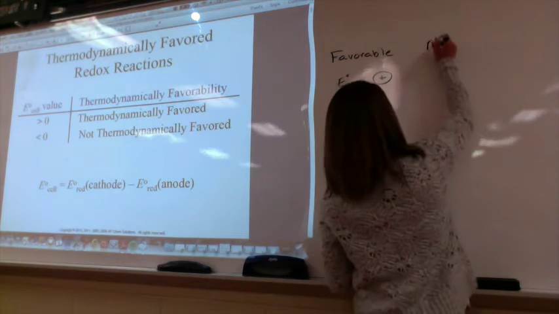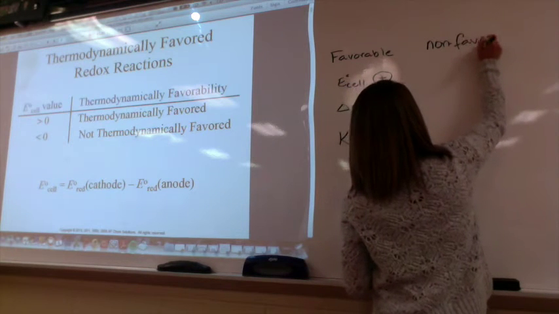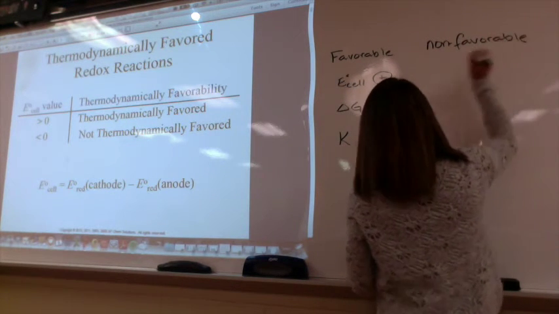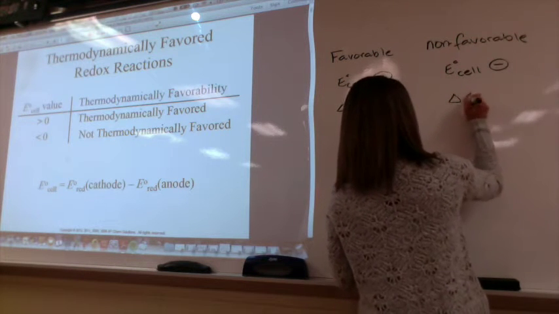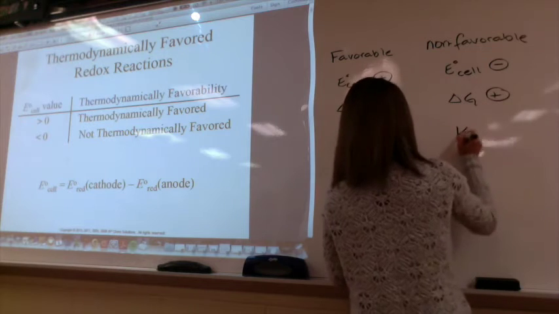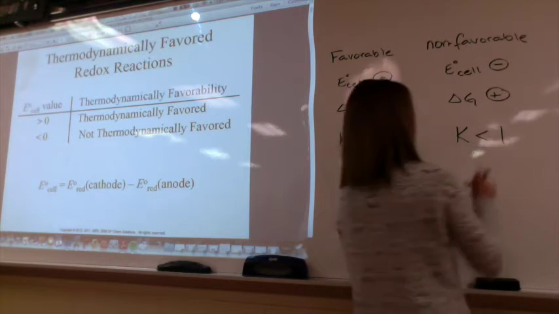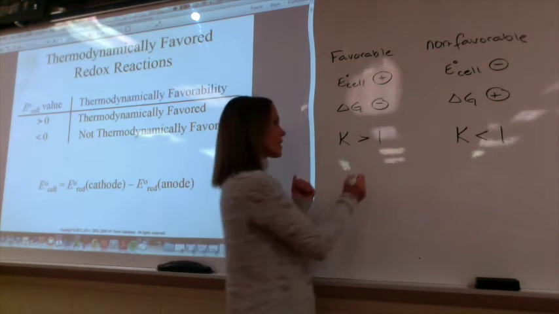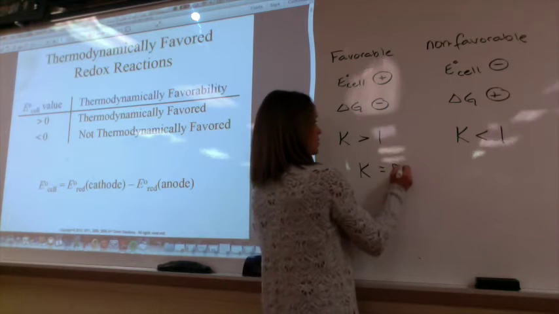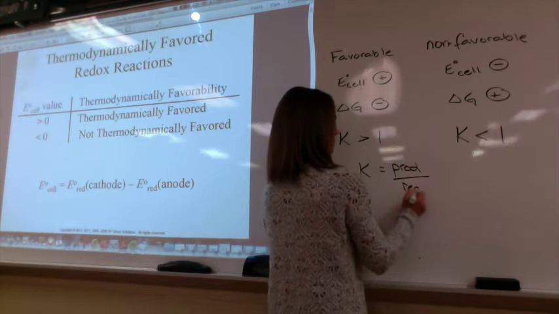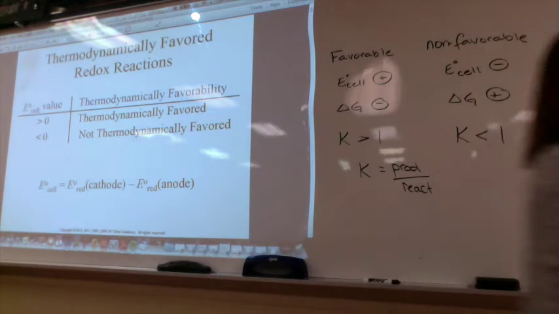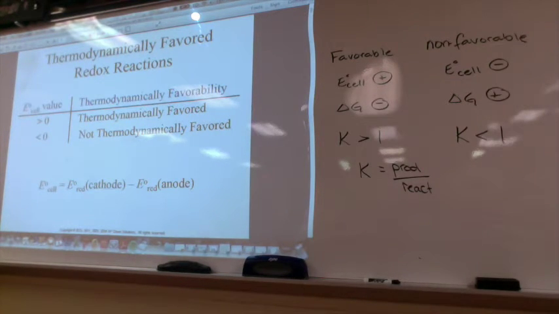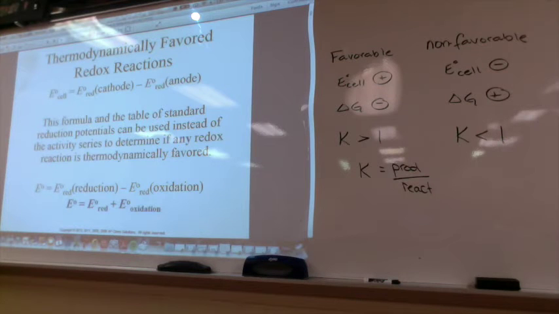And then non-favorable or non-spontaneous or reactant favored would be that you get a voltage that is negative. Your delta G then would be positive, and then your K would be less than 1. And remember that K is equal to products over reactants. So that's all that this is saying here. I already taught you this.